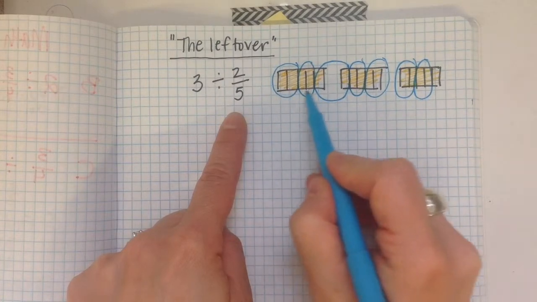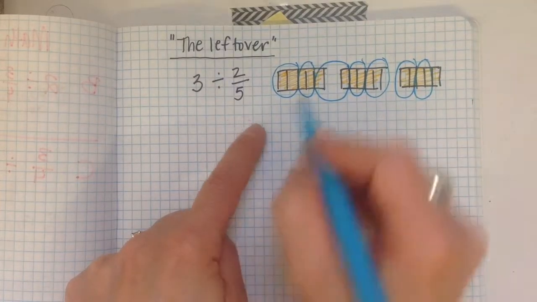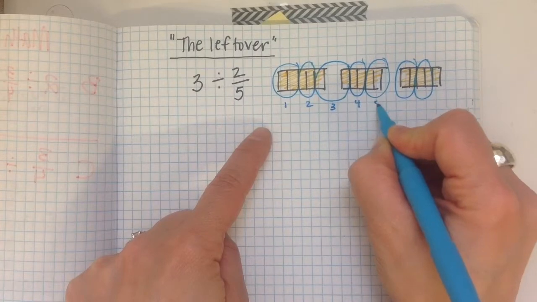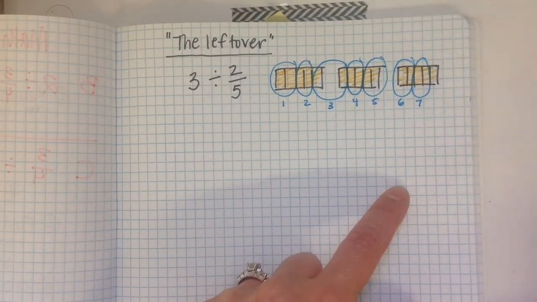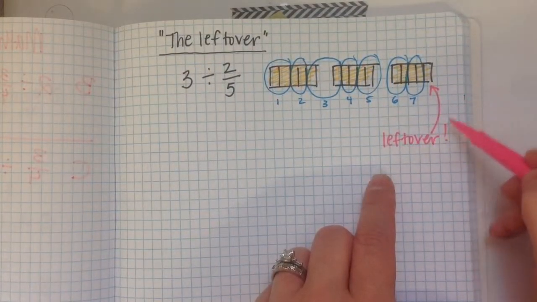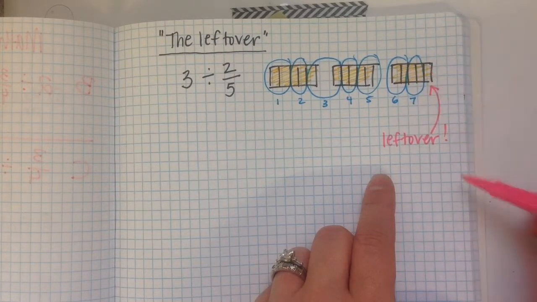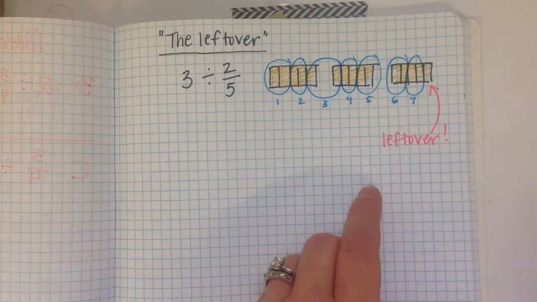And so I've got all these circles of 2, and then I have this 1 left over at the end. So I'm going to label my circles: 1, 2, 3, 4, 5, 6, 7, and then this is the leftover, right? We call this piece leftover because it doesn't make a full group. So I can't make a group of 2 because I only have 1, right?